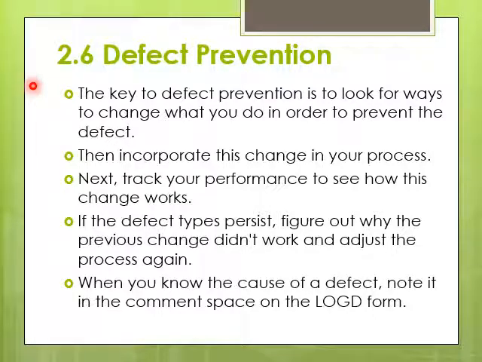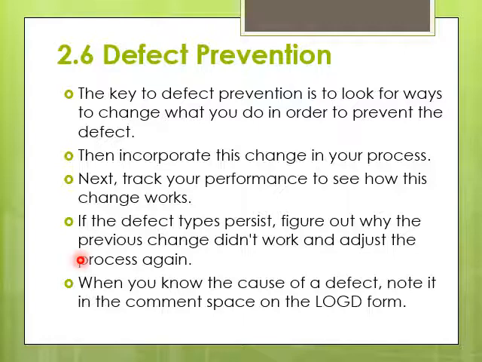So the key to defect prevention is to look for ways to change what you do in order to prevent the defect. Then incorporate this change in your process. Next, track your performance to see how this change works. If the defect type persists, figure out why the previous change didn't work and adjust the process again.